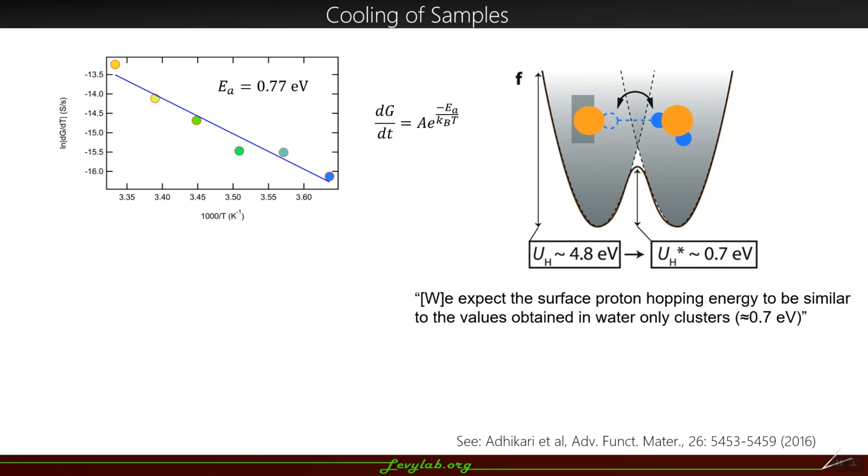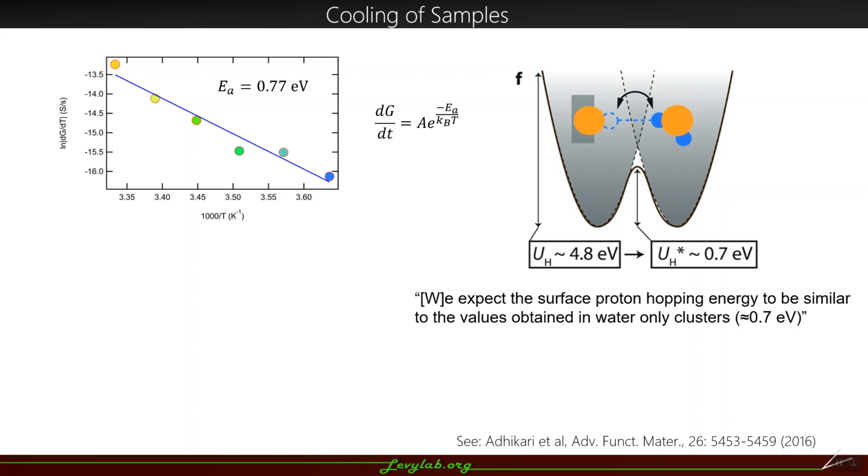Now, Sanjay Adhikari in Cheng Sen's group at the University of West Virginia has done theoretical work on LaOSTO, and they find that they expect the surface proton hopping energy for LaOSTO to be similar to values obtained in water-only clusters, or about 0.7 eV. This shows that the theoretical work is agreeing with our experimental work.